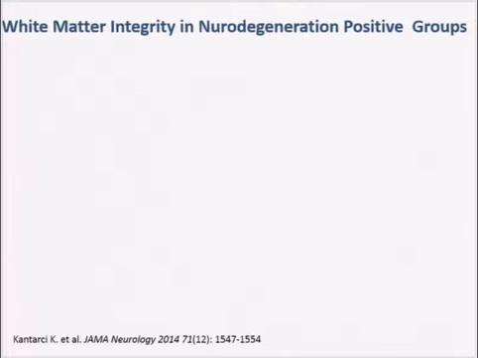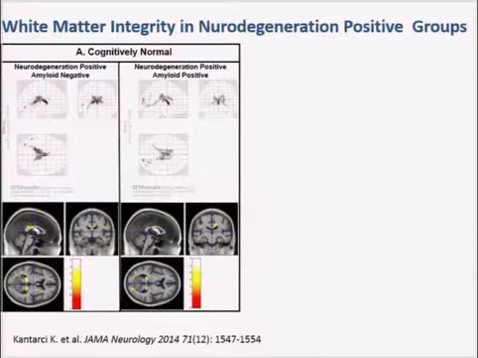Now, in looking at this neurodegeneration positive group and trying to understand what pattern of changes occurred in these people, here we have the neurodegeneration positive but amyloid negative group compared to the biomarker negative controls. As you can see, the regions that are affected are the fornix, the posterior parietal white matter, and the splenium of the corpus callosum. When they're amyloid positive, these changes also occur in the same regions, but it's a little more extensive. The pattern is not changing, though.